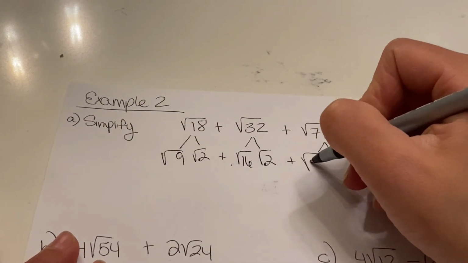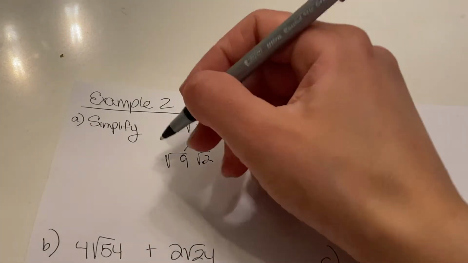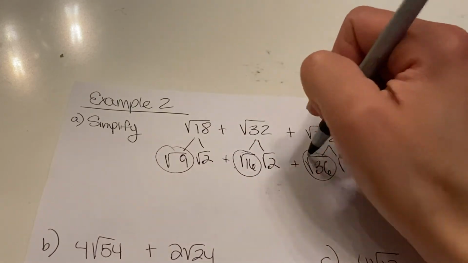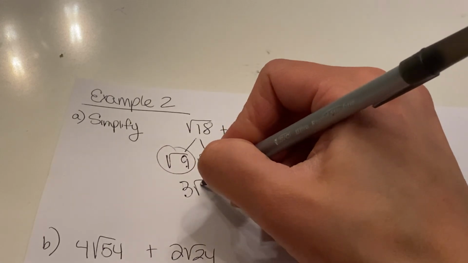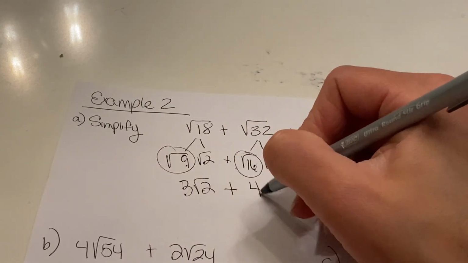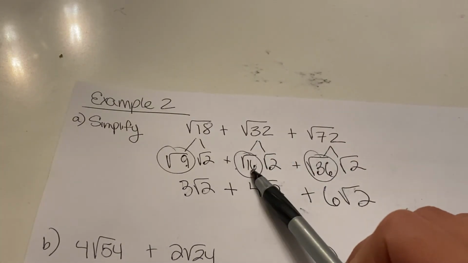and 36 times 2. So now I'm going to circle all my perfect squares, and I'm going to take them out. So the square root of 9 is 3. I'm left with radical 2 plus 4 radical 2 plus 6 radical 2. Because the square root of 16 is 4.